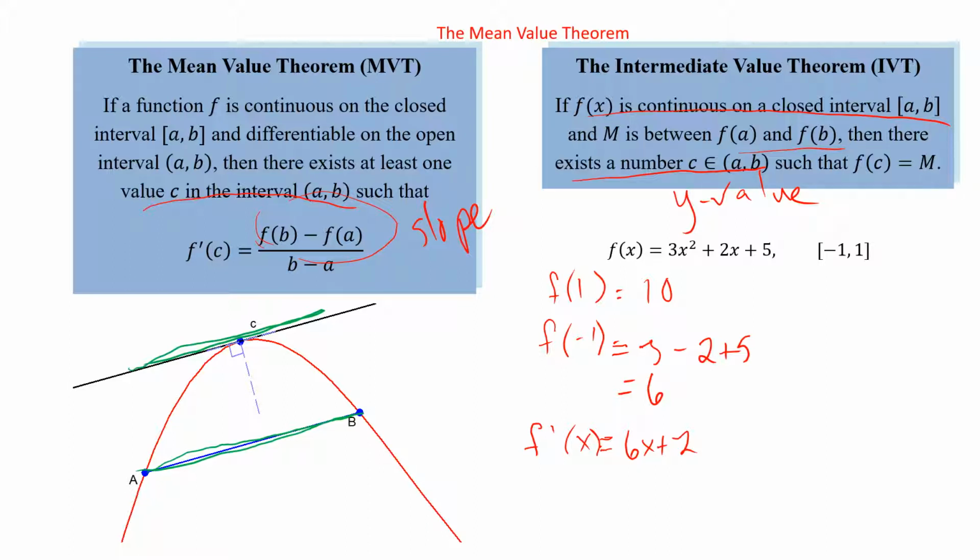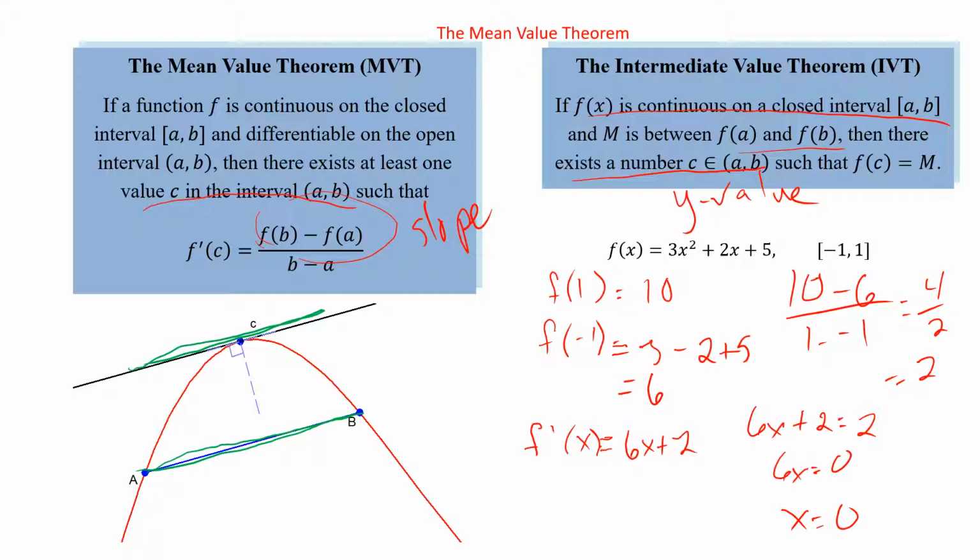All right, the slope: 10 minus 6 over 1 minus -1. It's 10 minus 6 over 2, which will be 4 over 2, which equals 2. So what the mean value theorem actually says, for those of you paying attention, is 6x plus 2 equals 2. Now we can solve for x. Subtract 2, 6x equals 0, divide by 6, x equals 0.